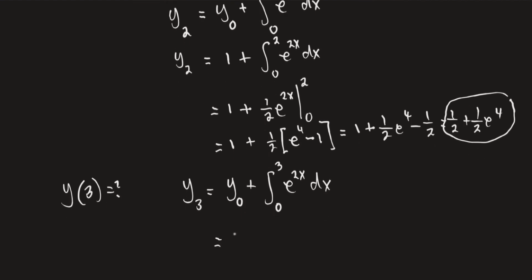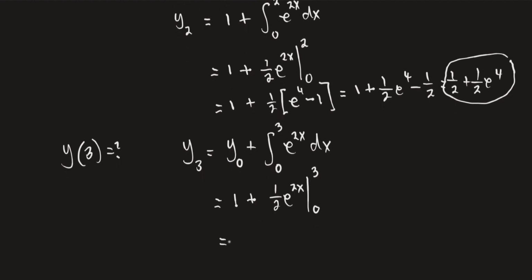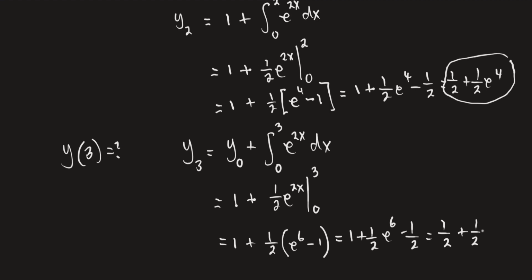So let's plug in the numbers. Our initial amount is still 1. The antiderivative is still 1/2 e to the 2x. So all that changes is that upper limit, right? And then let's simplify. So we have 1 plus 1/2. At the upper limit, we'll have e to the 6th power. At the lower limit, we have e to the 0 again, which is 1. So now we end up with this as our final amount. So it's now 1/2 plus 1/2 e to the 6th, right?